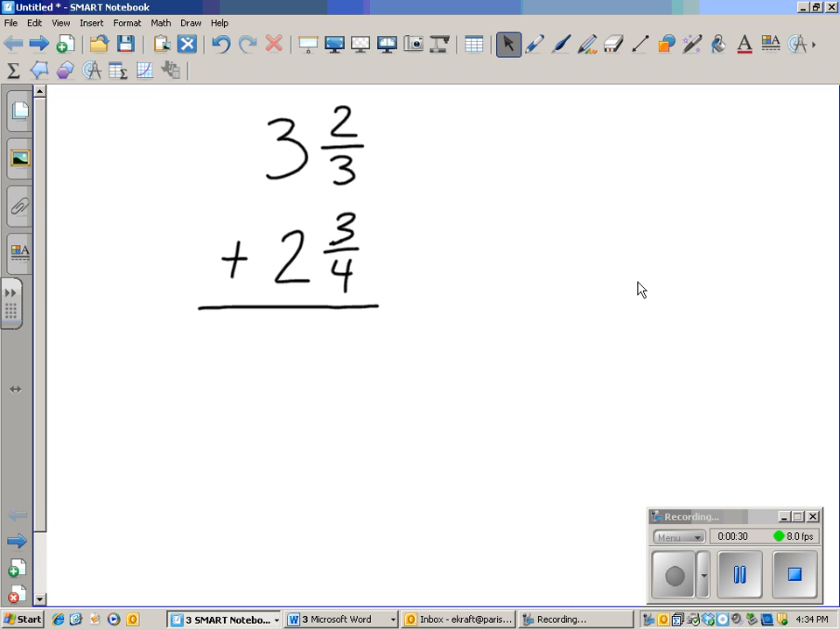Another thing I would not recommend when you are adding fractions that have different denominators, be careful. I've seen a lot of students, well, first of all, let's look at this one. Are we able to add 3 2/3 to 2 3/4 without making some changes? No, we can't add fractions that have different denominators. We need to change them so that they have common denominators.